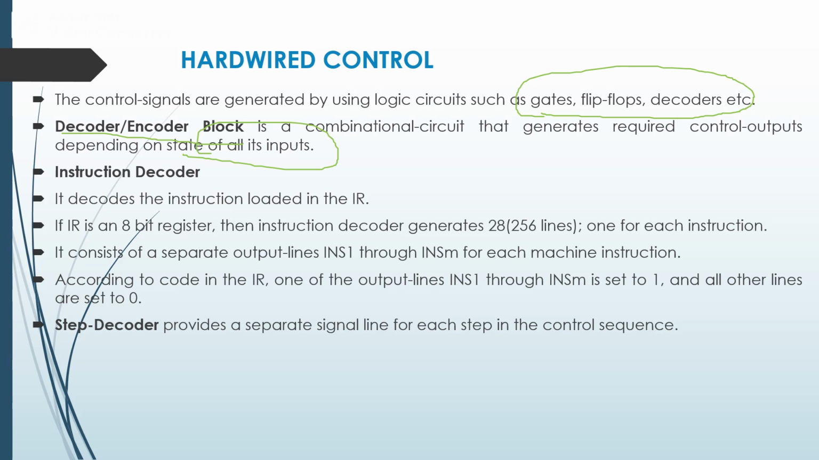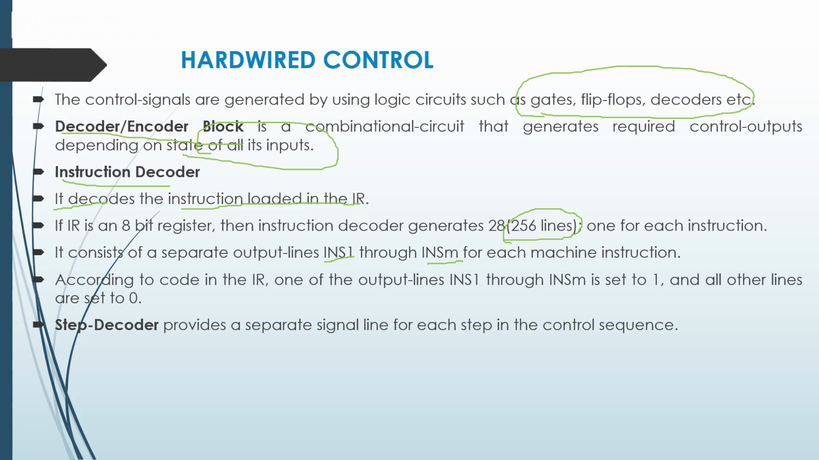Next comes the instruction decoder, which decodes the instruction loaded into the IR. If IR is an 8-bit register, then the instruction decoder generates 256 lines, one for each instruction. It consists of separate output lines, INS1 to INSm, for each machine instruction.